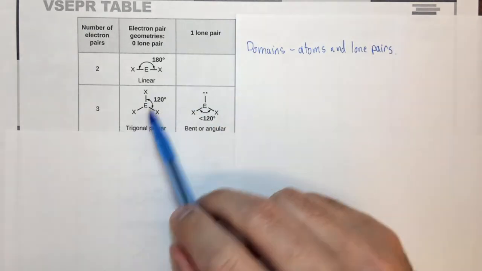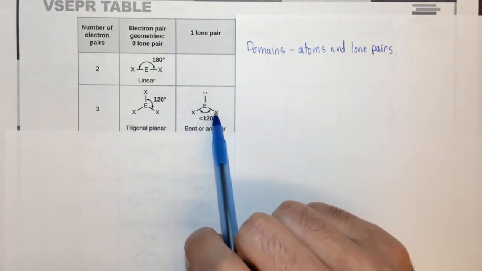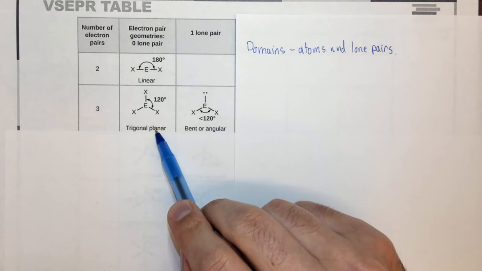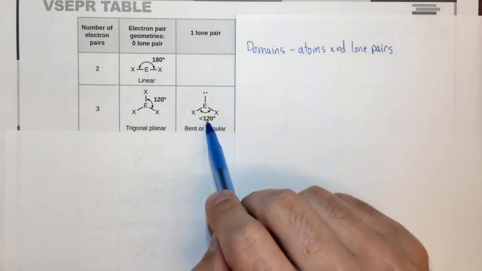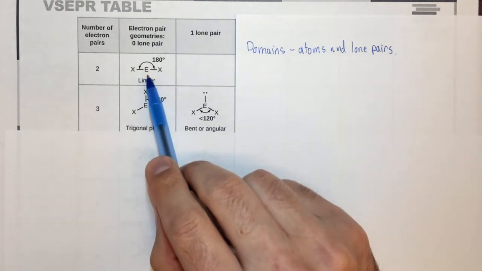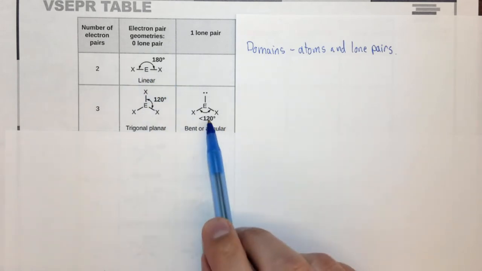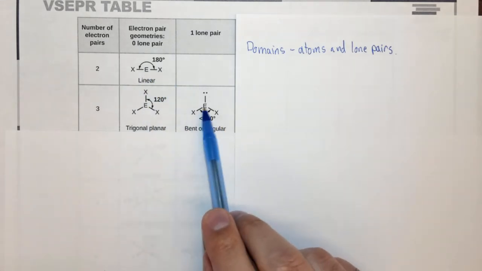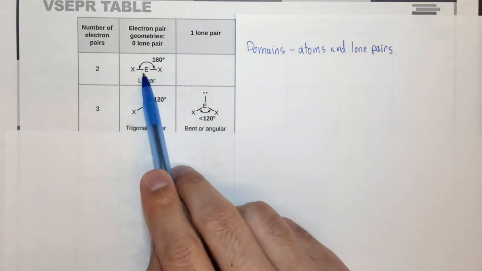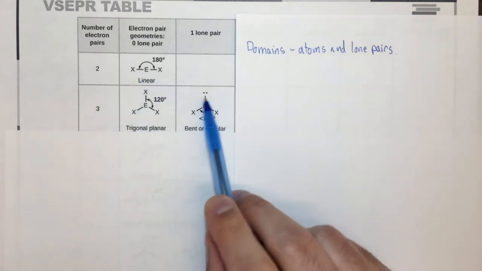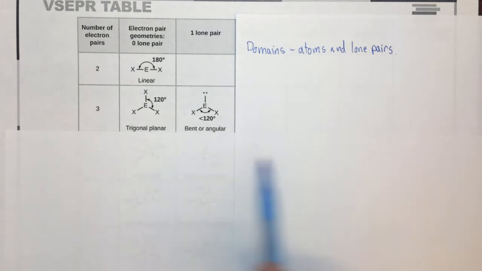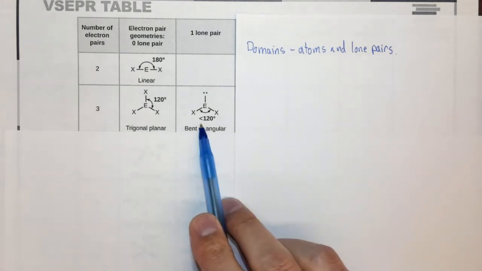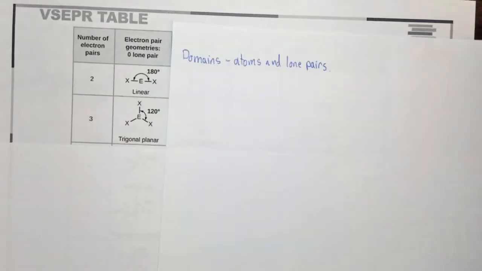So if one of the three domains is a lone pair, it's a lot more like trigonal planar. It's around 120 degrees, and a lot less like linear, even though, in this case, there are two X's attached to a single central point. The lone pair also takes up space, and you end up with this bent or angular situation. Let's look at the next one.